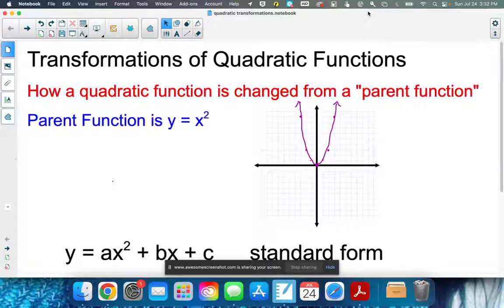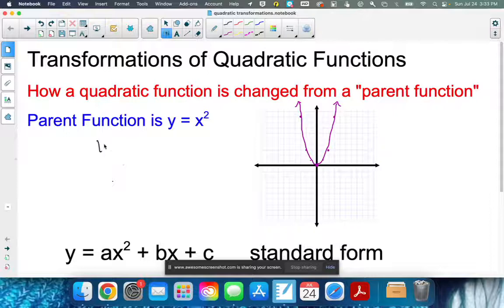Okay, so in this video, we are going to talk about transformations of quadratic functions, and we are going to talk about all three forms of quadratic functions because the transformations are the same for all three forms. Basically, a transformation is how a quadratic function is changed from what we call a parent function. The parent function of a quadratic is y equals x squared.